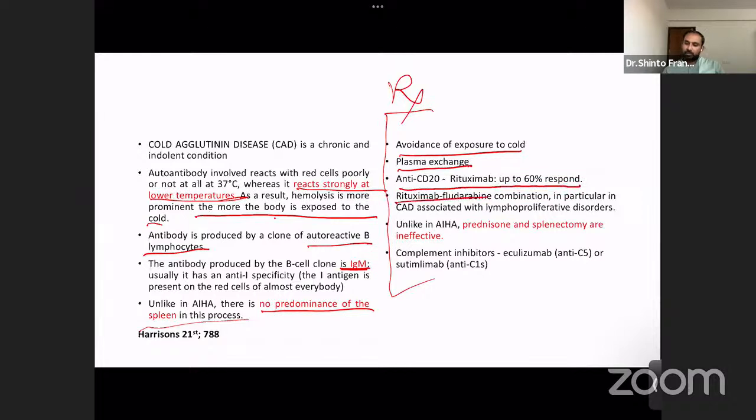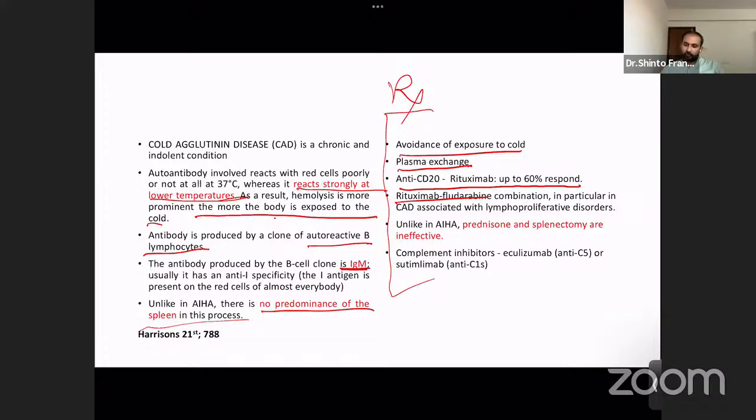Treatment: avoidance of exposure to cold, plasma exchange to remove the antibodies, anti-CD20 with 60% response, and fludarabine-rituximab combinations. CAD may be associated with lymphoproliferative disorders, lymphoplasmacytic lymphomas, or infections. So primary cold agglutinin disease can basically be secondary to lymphoproliferation.